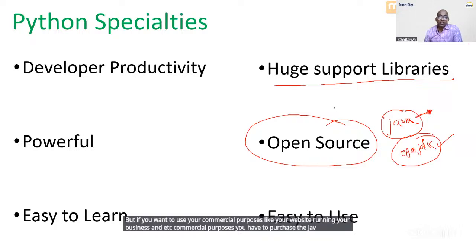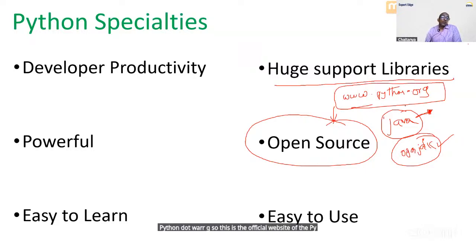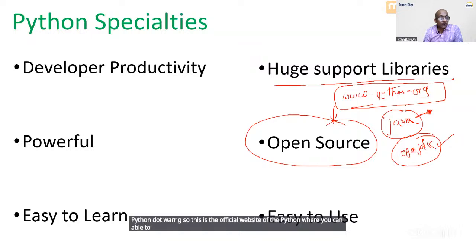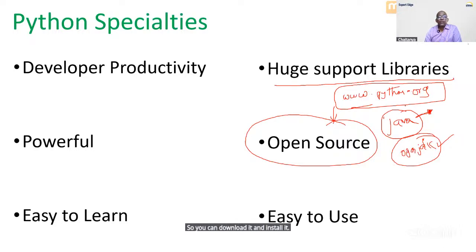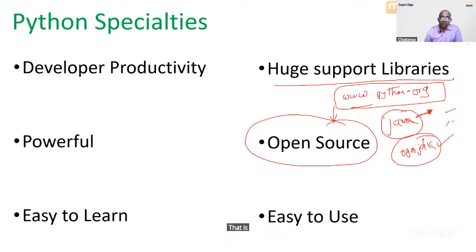But in the case of Python, it's purely open source. There is a website called www.python.org. This is the official website of Python where you can download the latest version of Python. In fact, any previous versions of Python are also available. You can download it and install it. There is no license you need to purchase, no amount you need to spend. It's totally free for you. That is one of the biggest things.